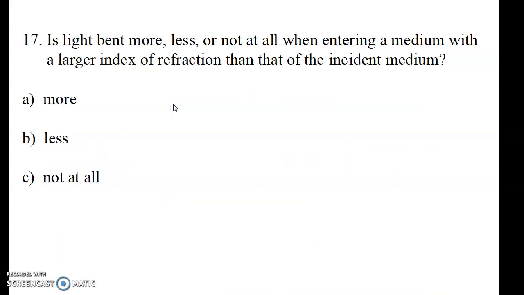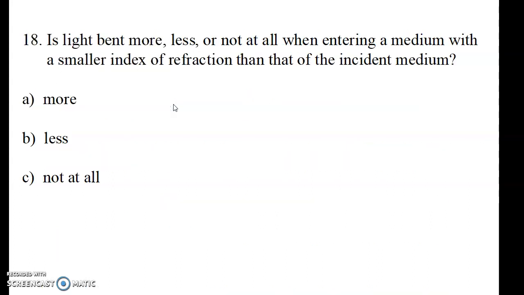Number 18. Is light bent more or less or not at all when entering a medium with a smaller index of refraction than the incident medium? And the answer there is less. Okay.